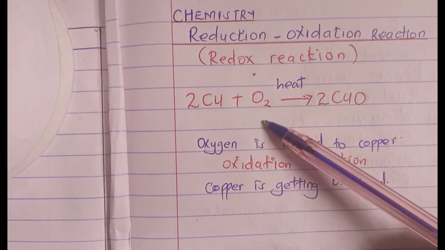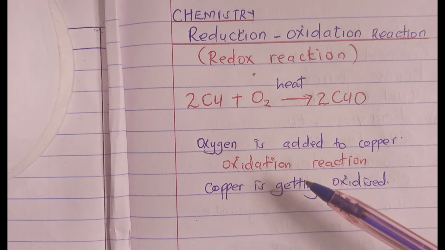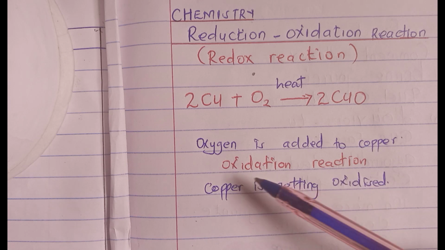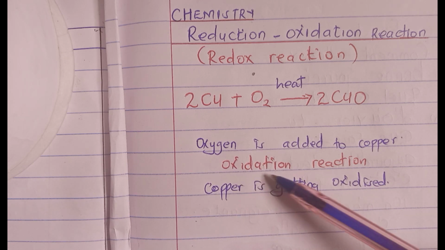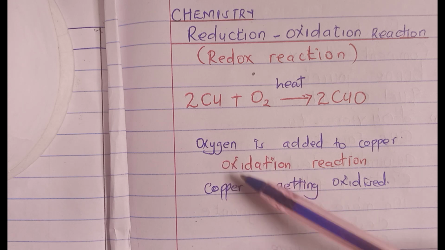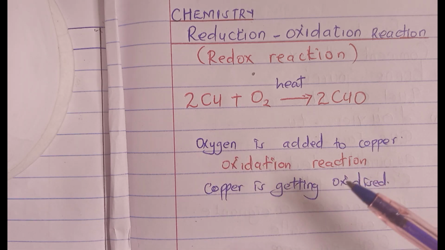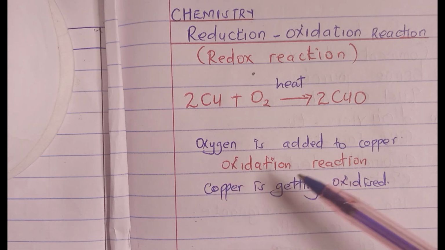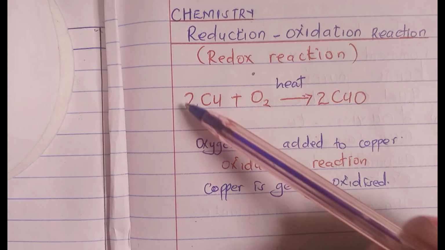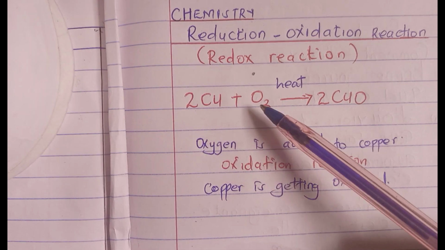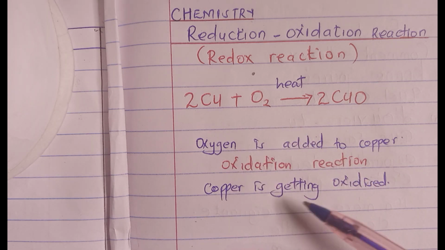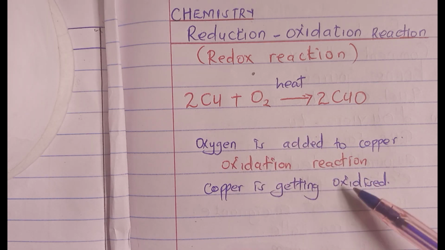So whenever oxygen is added to a certain substance, the process is referred to as oxidation process. From the name oxidation, this means that oxygen is being added to a certain substance, and the process is commonly referred to as oxidation reaction. And this copper that is being burnt with oxygen, it's getting oxidized.